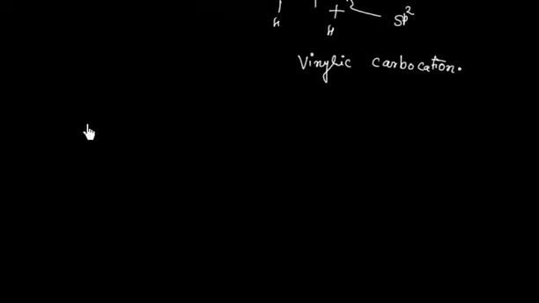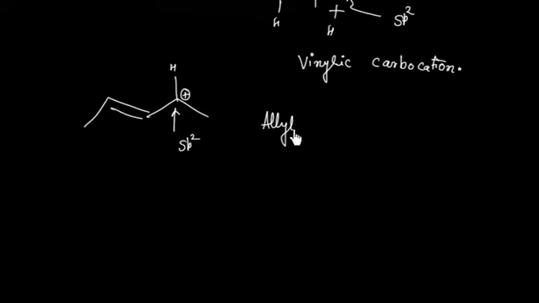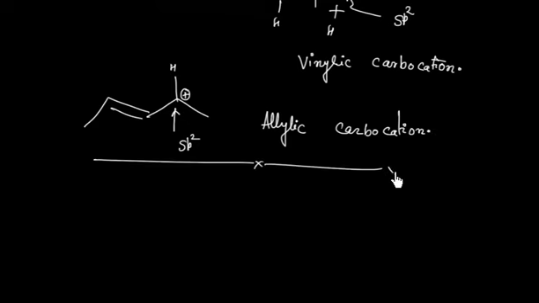Now let us say if we have this species, what is the formal charge? Let me show you. Let us say here you have only one hydrogen. So what is the formal charge on this carbon? So you should have 1, 2, 3. So it will have a plus charge. This kind of carbocation is called an allylic carbocation: a double bond, and then you have an sp2 hybridized carbon and positive charge over that. Later we'll discuss that the allylic carbocation is resonance stabilized. Are you getting or not?